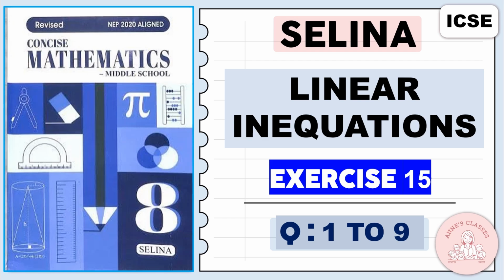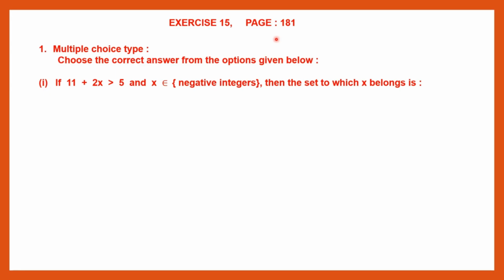Let's do linear inequations. Exercise 15. Now we know what equations are, isn't it? An equation is one in which we say that one side is equal to the other side. So we use the symbol equal to. So we call this an equation.